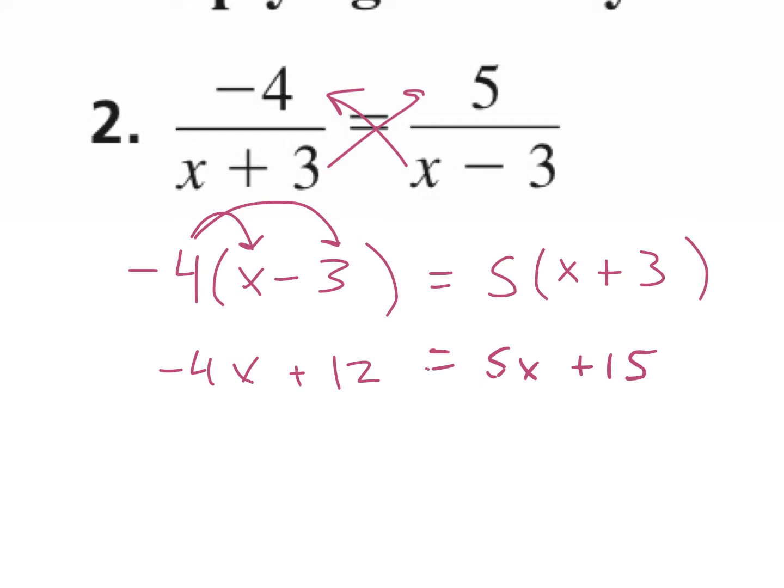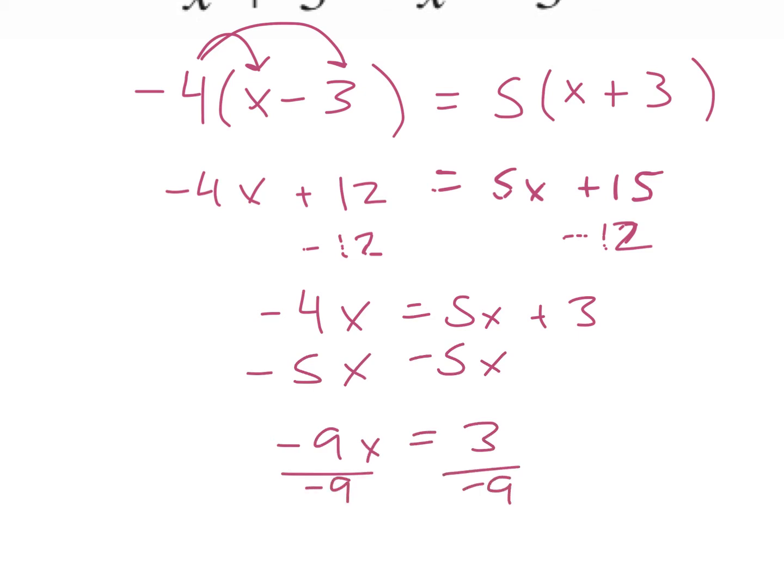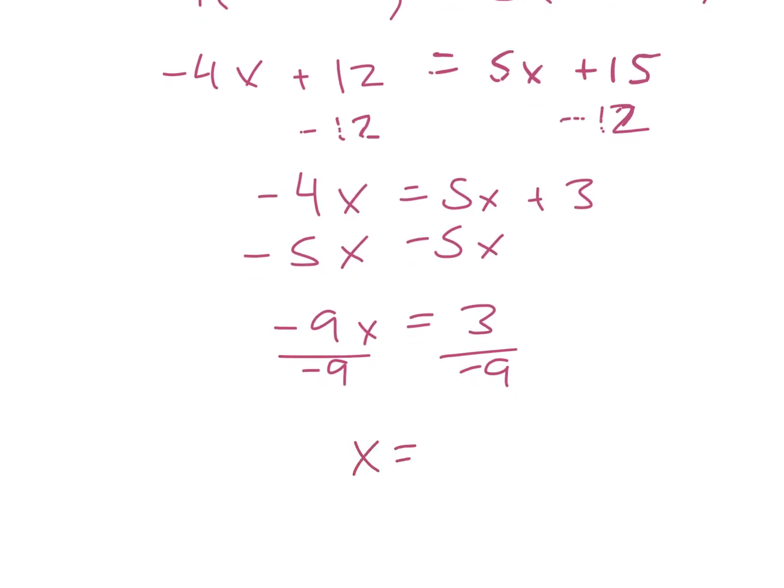What should we do next? Subtract 12 on both sides. So we get negative 4x is equal to 5x plus 3. Subtract 5x on both sides. So negative 9x is equal to 3. Divide by negative 9 on both sides. Awesome. X is equal to negative 1 over 3. Perfect.